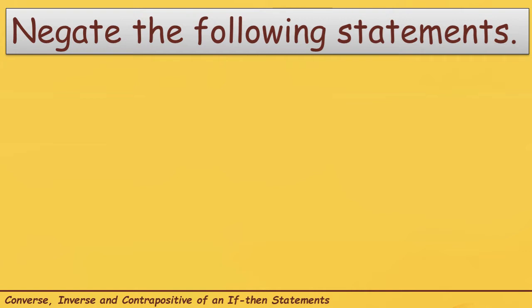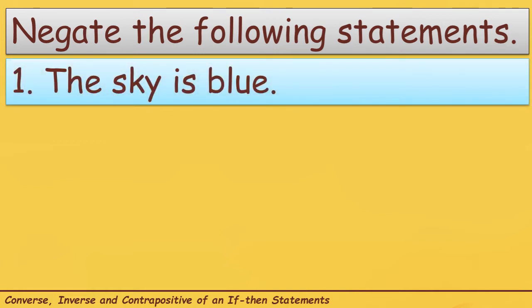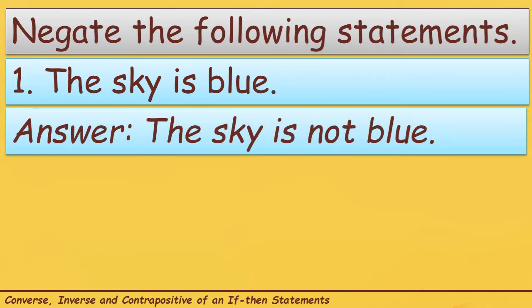Let us say, for instance, we have number 1, the sky is blue. How are we going to oppose this sentence? So ito ay yung kung paano natin kokontrahin yung sentence. So this will be, the sky is not blue. So nagdagdag tayo ng salitang not para masabi natin na ang sky is not blue. With the word not, na-oppose natin or na-negate natin yung sentence.